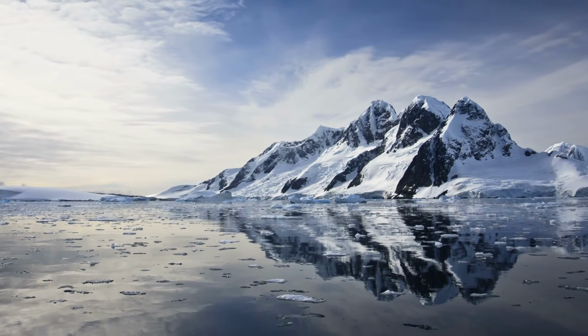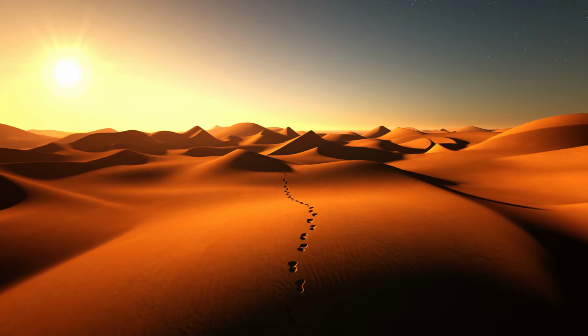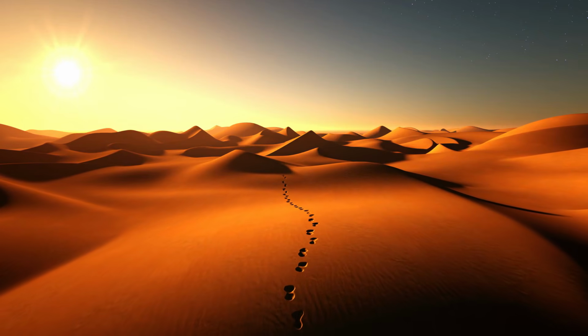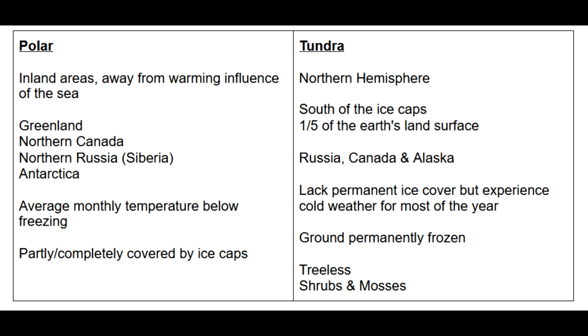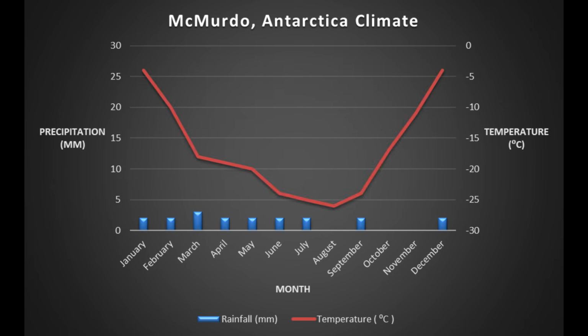You then get the option between answering a question on either cold environments or hot deserts. My pupils have studied cold environments. You would have studied cold environments such as polar or tundra regions. Alaska is an example of a tundra region, whereas Antarctica is an example of a polar region.